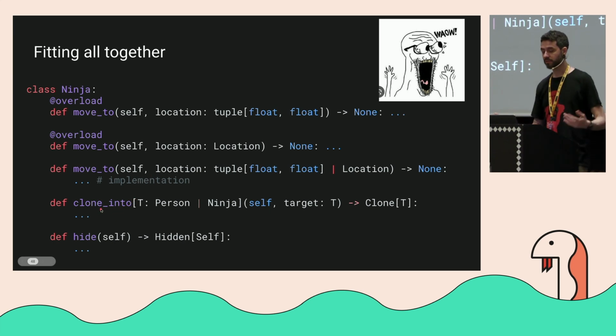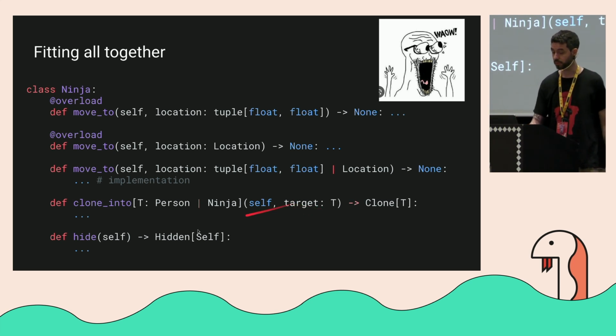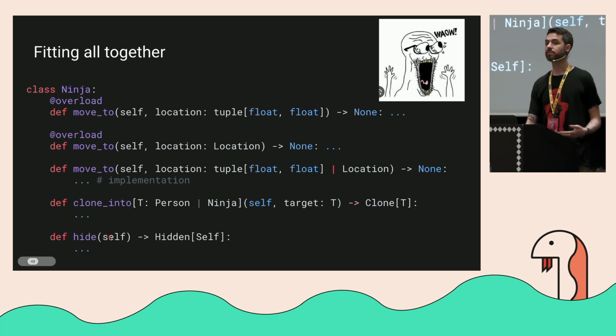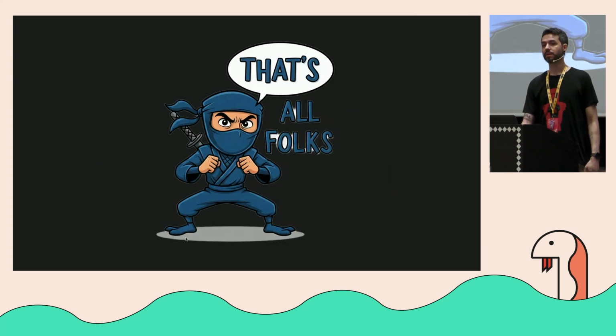Because we are ninjas, we can clone another target, the target can be another person or another ninja. And what we get back is the clone of that target, whether it is a person, a ninja, or a subclass of one of those. Or we can even hide ourselves, we are ninjas, and we get a hidden instance of ourselves. And that's all that I have for today, folks, and thank you very much.